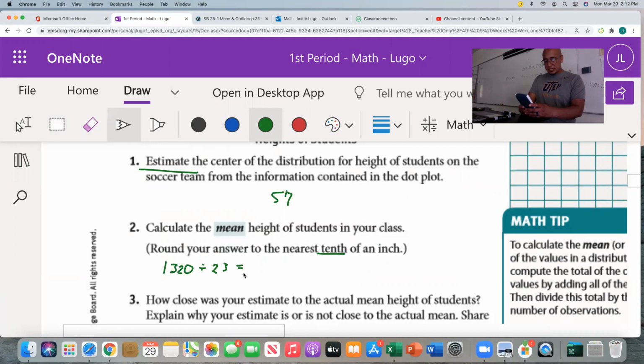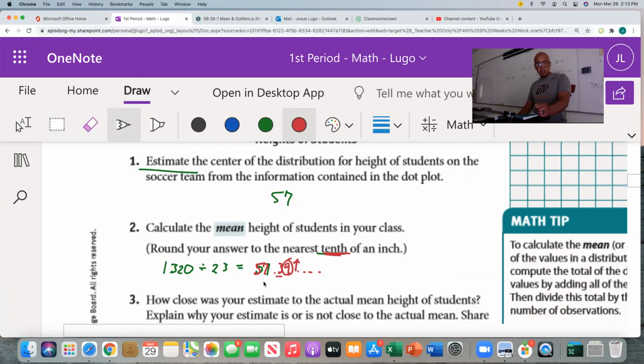1,320 divided by 23 gives me around 57.39, and it keeps going, 39130435, whatever. But remember, we're rounding to the nearest 10th of an inch, and this is in inches. So now I can actually round to the nearest 10th by looking at the hundredths. That's why we need 2 decimal places.